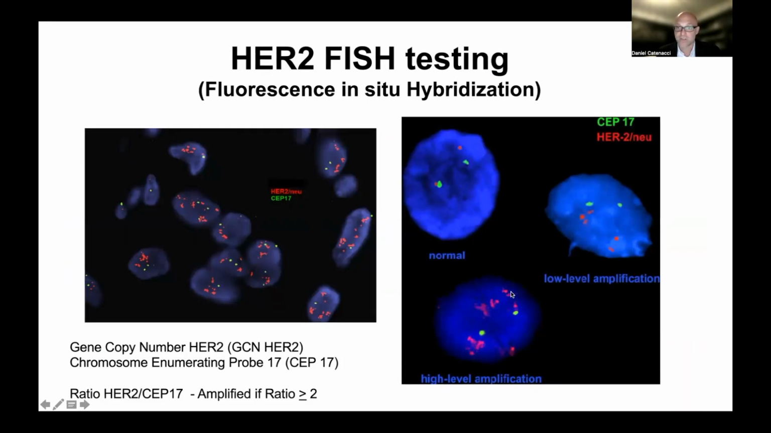That would be a normal cell. But in the amplified situation, you see many, many copies of HER2. And so a HER2 positive tumor by FISH criteria would have a ratio of HER2 to CEP17 copies of at least 2 or higher. The higher the ratio, the more amplified it is. You can then subdivide into really high level amplification versus lower level amplification. And we're going to look at that in the next few slides, because this is important as a predictive biomarker. These are the cancer cells with really high level amplification that are the most sensitive to anti-HER2 therapy.